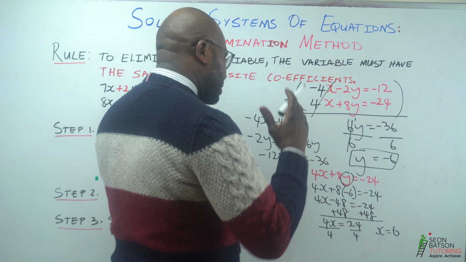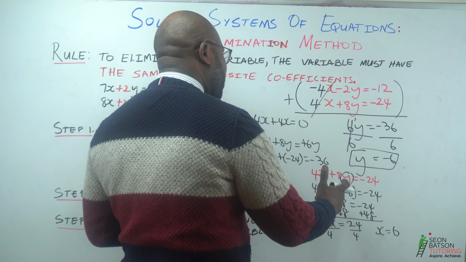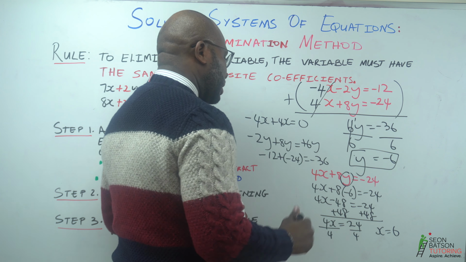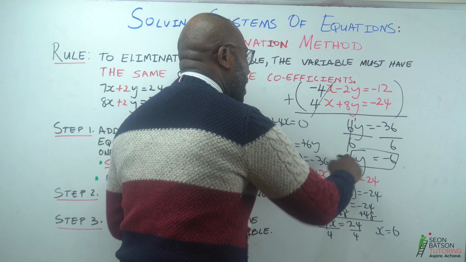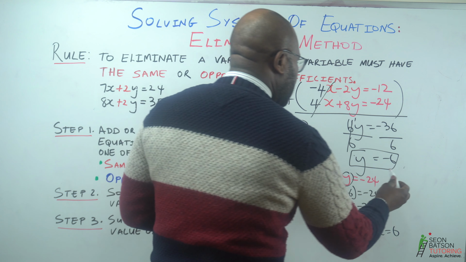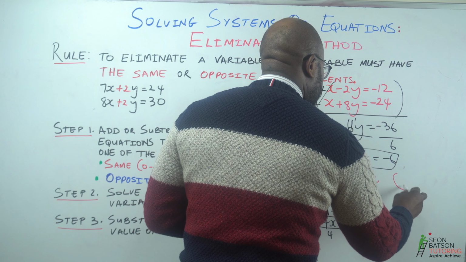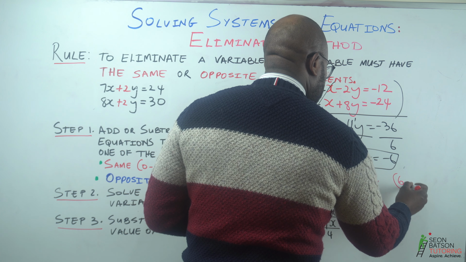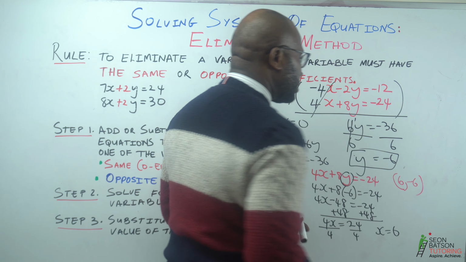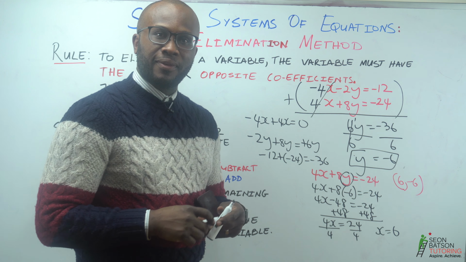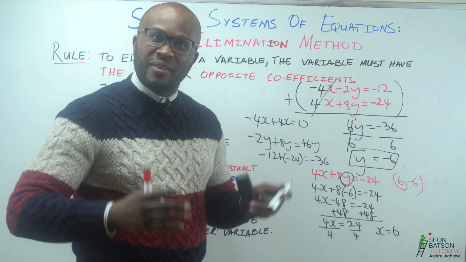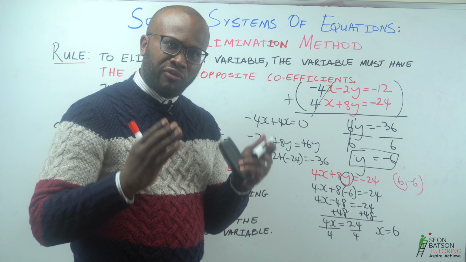Yes? So I've successfully solved for both variables in the system. X is 6, y is negative 6. So the solution to our system is 6, negative 6. Very simple, yes? Very simple, very straightforward.